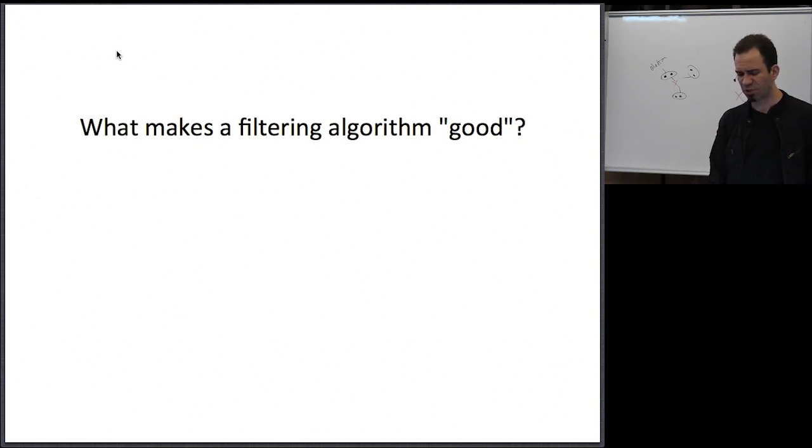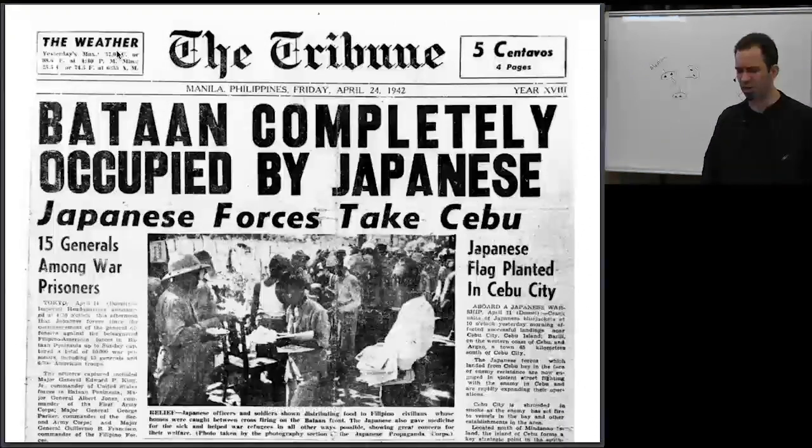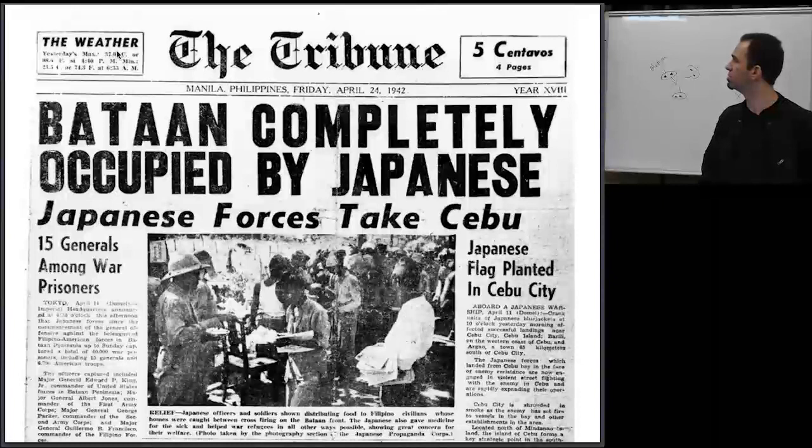So I want to step forward a little bit and talk about this headline from Manila in World War II. And I want to draw your attention to a couple things. First of all, the enormous headline, and then the smaller headlines, 15 generals among war prisoners, Japanese flag planted in Cebu City. How come Bataan completely occupied by Japanese is huge and at the top of the page, and 15 generals among war prisoners is smaller and on the side? Why did the editor make that choice?